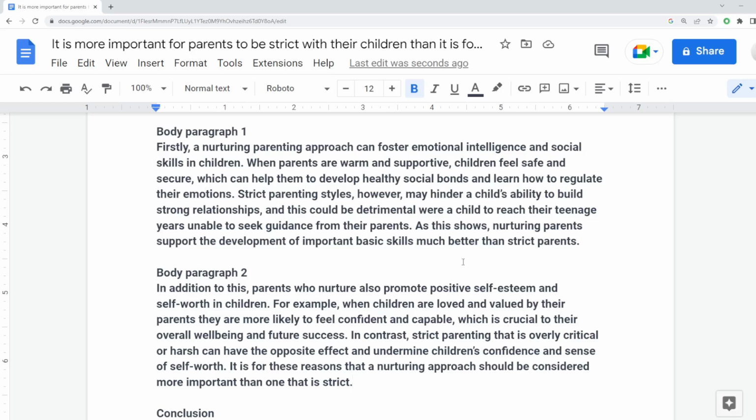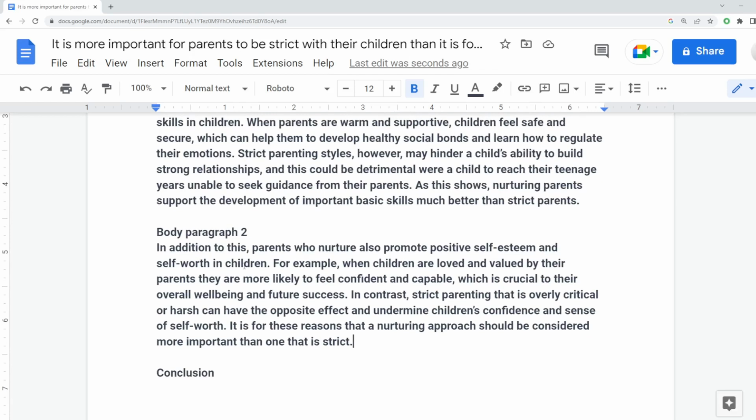As this shows, nurturing parents support the development of important basic skills much better than strict parents. In addition to this, parents who nurture also promote positive self-esteem and self-worth in children. For example, when children are loved and valued by their parents, they are more likely to feel confident and capable, which is crucial to their overall well-being and future success. In contrast, strict parenting that is overly critical or harsh can have the opposite effect and undermine children's confidence and sense of self-worth. It is for these reasons that a nurturing approach should be considered more important than one that is strict.